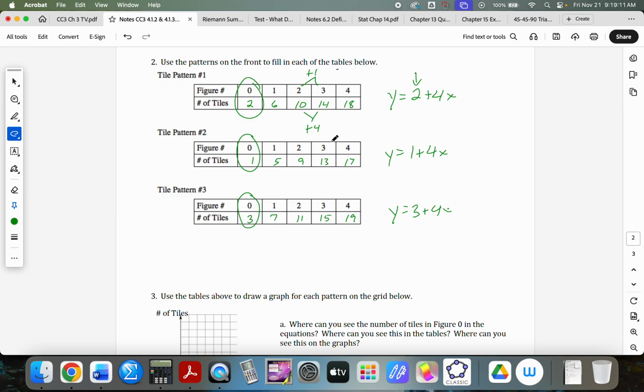So notice same thing works here. Pick any place you want. This goes up by 1. This goes up by 4.